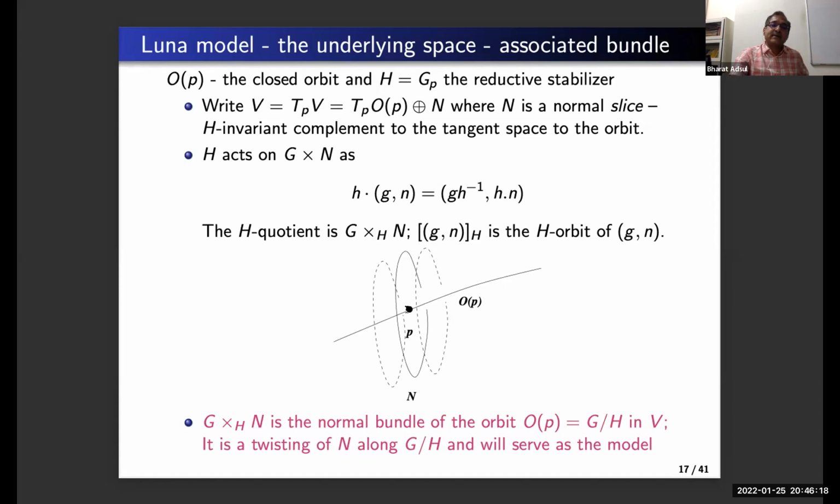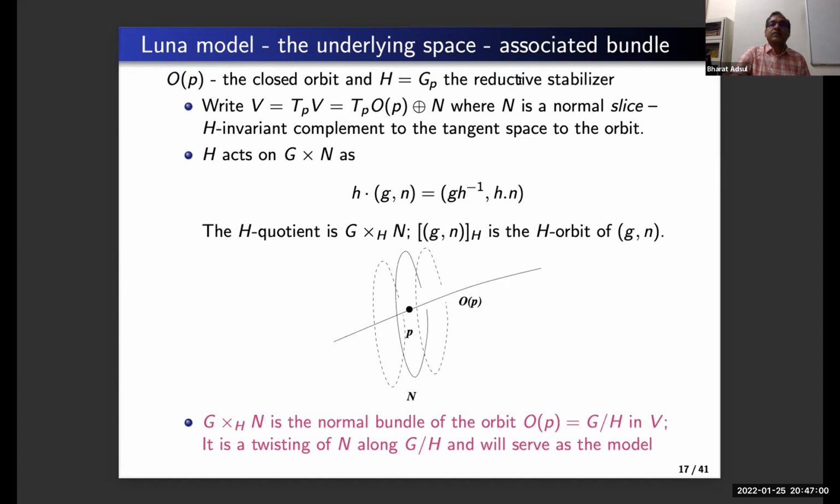So I can look at the tangent space at the point P in the ambient vector space, which is just V. The tangent space to the orbit is a subspace which is stable for the stabilizer, and therefore I can ask for a normal slice, which is an H-invariant complement to the tangent space. This is really important. The fact that H is reductive ensures that such a normal slice which is stable for the H action exists. So the H action restricts to that slice N.